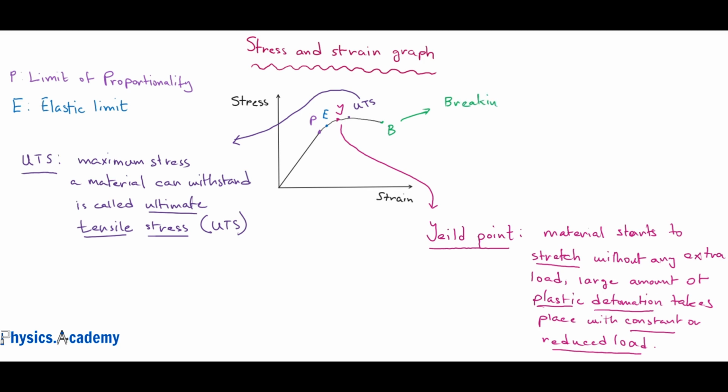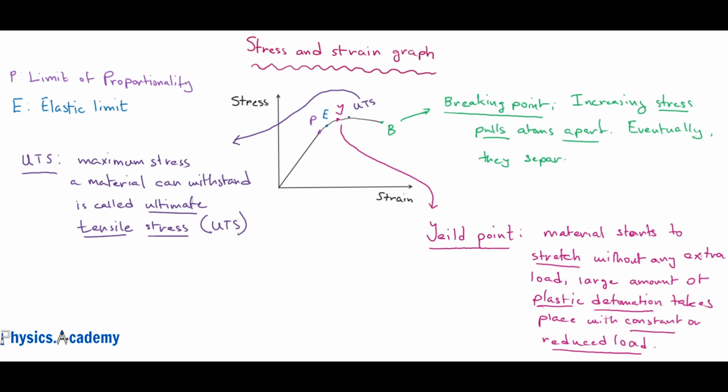The next point is called the breaking point. When we are increasing the stress on a material, for example if we are pulling on a rubber band, as we stretch the rubber band, the atoms start to get pulled apart. Eventually the atoms are going to separate completely. This is when the rubber band is going to snap and break. On the stress and strain graph, this is where the graph stops at the end point, and this is indicated by the breaking point.